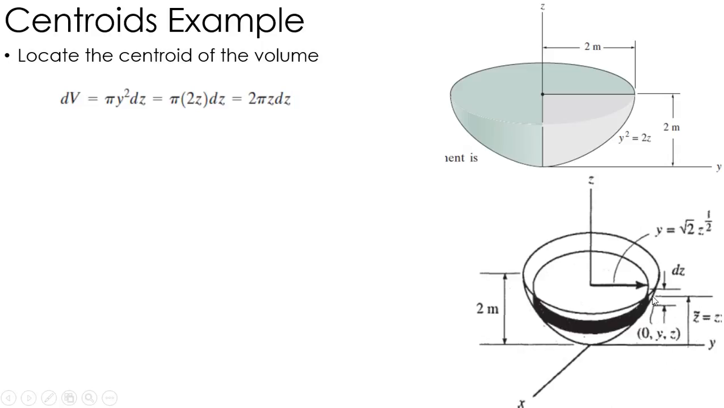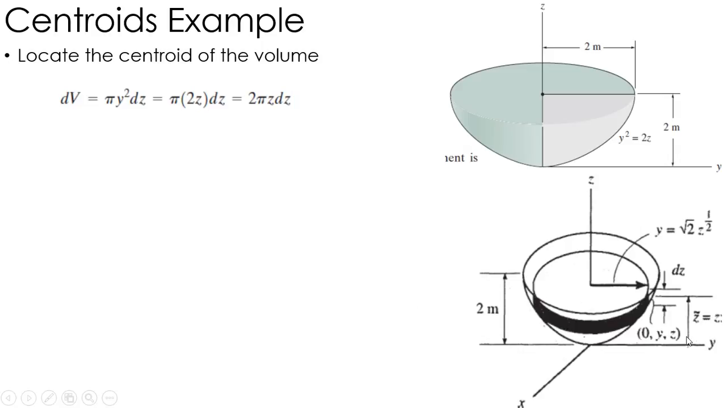Then the thickness is going to be dz. It's infinitesimally thin in the z direction. So the volume is pi r squared times the thickness, the volume of a cylinder, or a disk. So pi, instead of r squared, we have y squared, dz. Where y squared essentially equals 2z, times dz. So I have basically 2 pi z dz. That's what dV equals, the volume of that differential element that I've drawn there.